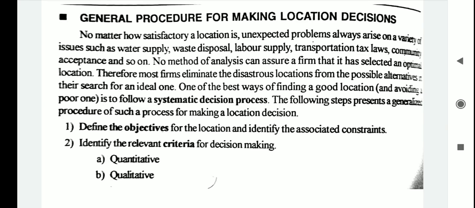Hello students, in this video I am discussing the general procedure for making location decisions. No matter how satisfactory a location is, unexpected problems always arise on a variety of issues such as water supply, waste disposal, labor supply, transportation, tax laws, community acceptance, and so on. So no method of analysis can assure a firm that it has selected an optimal location.